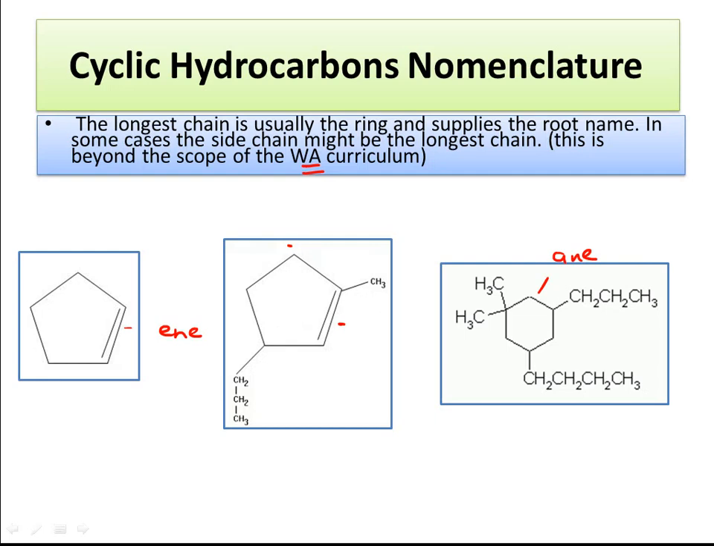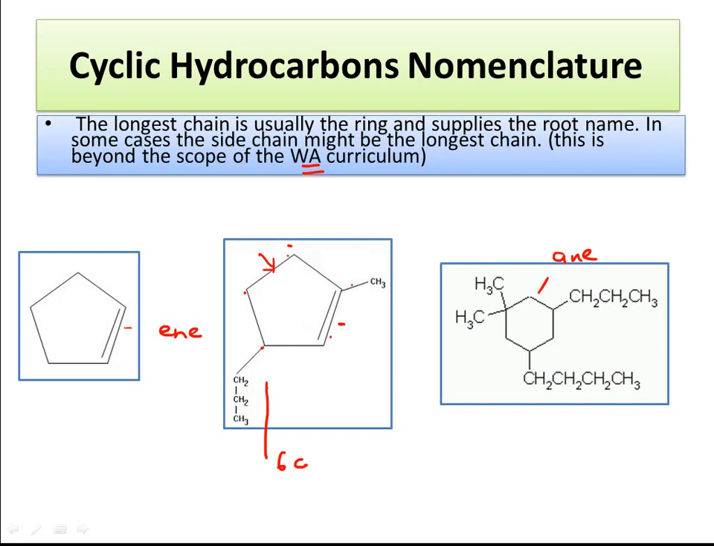We're not going to deal with a situation where, for example, I have a ring with 1, 2, 3, 4, 5 carbons, and on the side chain I could have had 6 carbon atoms going this way. So this ring now will cease to be the principal chain. The longest chain will be the 6 carbon atoms, but that's beyond the scope of the WA curriculum or the syllabus you are following at this stage, so we don't need to worry about those. I just thought I'd mention it, but we're never going to talk about those. You'll never see such examples.